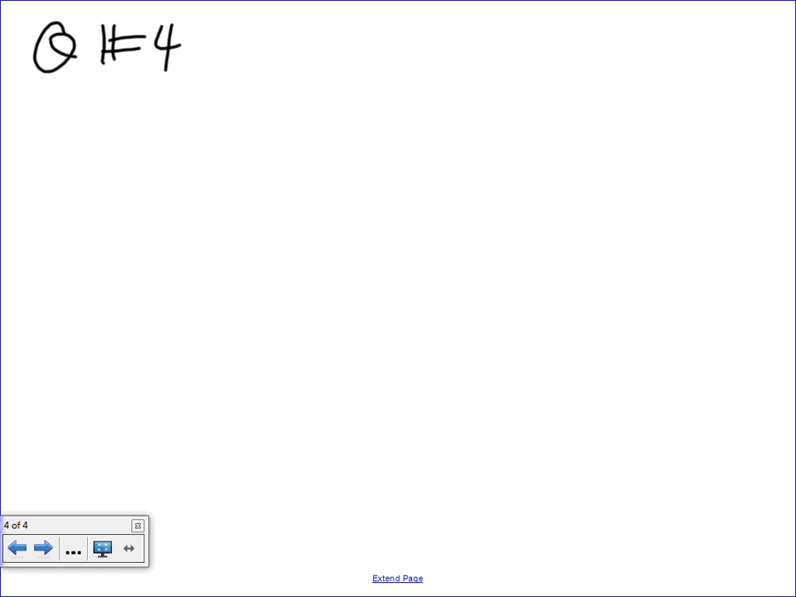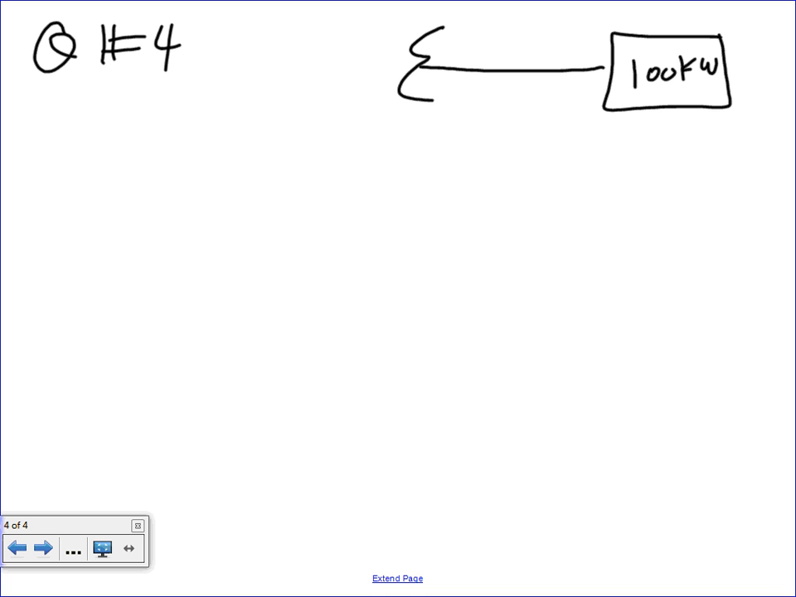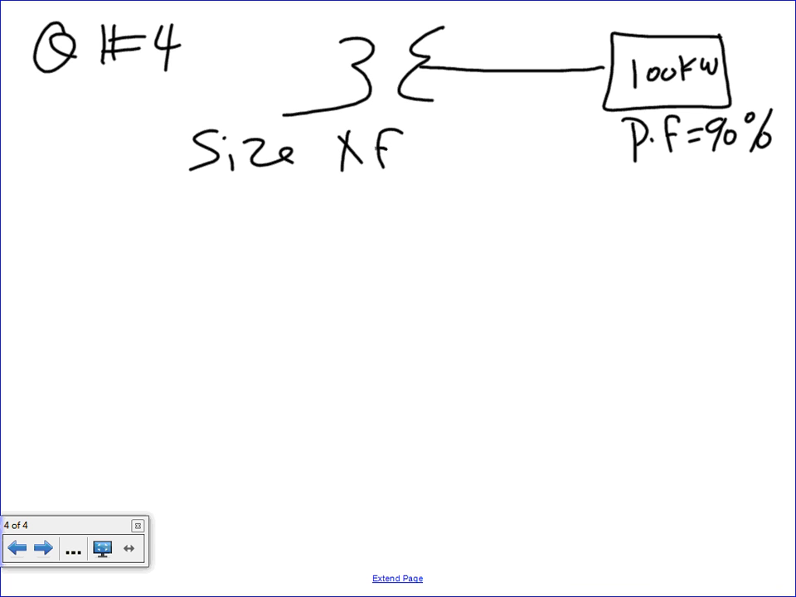I have the same thing. I have a load. All I'm giving you about the load, guys, is my load is 100 kW, and I will tie a transformer to feed that load. But the power factor for my load is 90%. Size the transformer. XFR is always for transformer. Find me a transformer that can feed a load of 100 kW at 90% power factor.